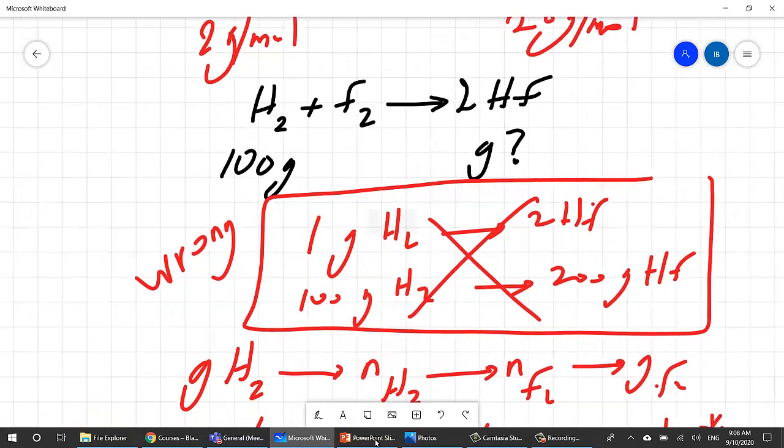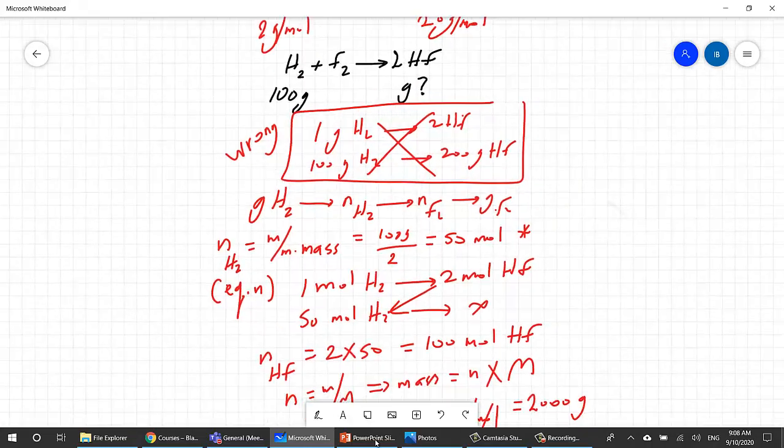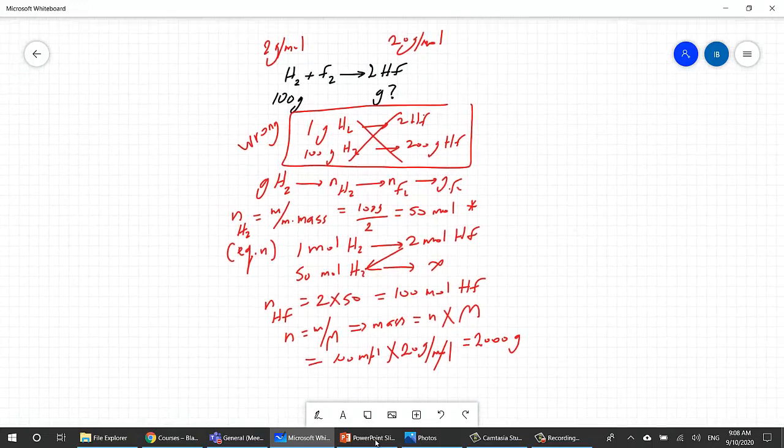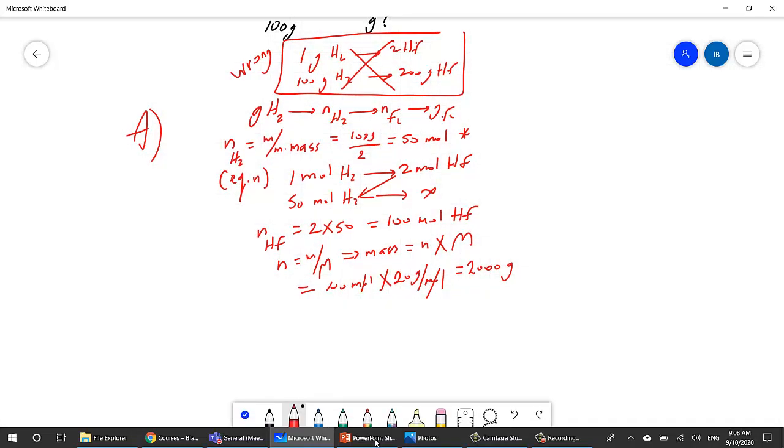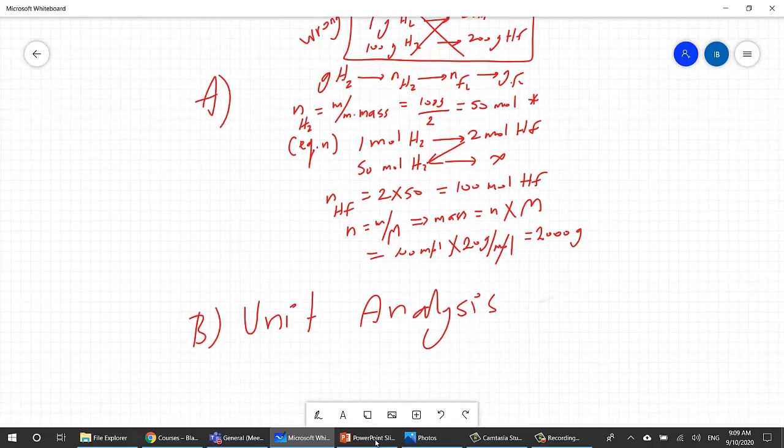So I'm just going to zoom out and allow you to copy this. However, this is not the recommended method to do it in chemistry in the university. We have to do it now using unit analysis, because in unit analysis it's much faster and much easier. So let's call this method A. That's the school way. Now in method B, we're going to use unit analysis. You can do it method A, but I don't like it.